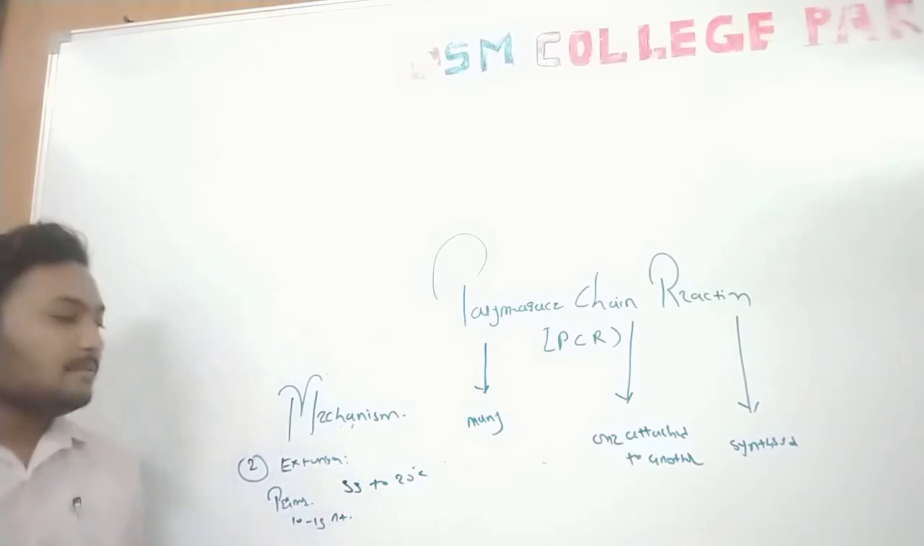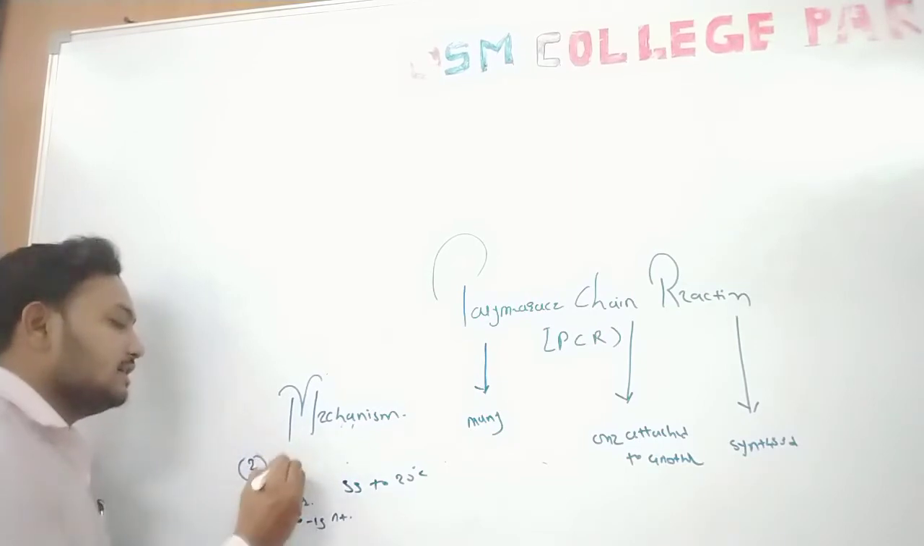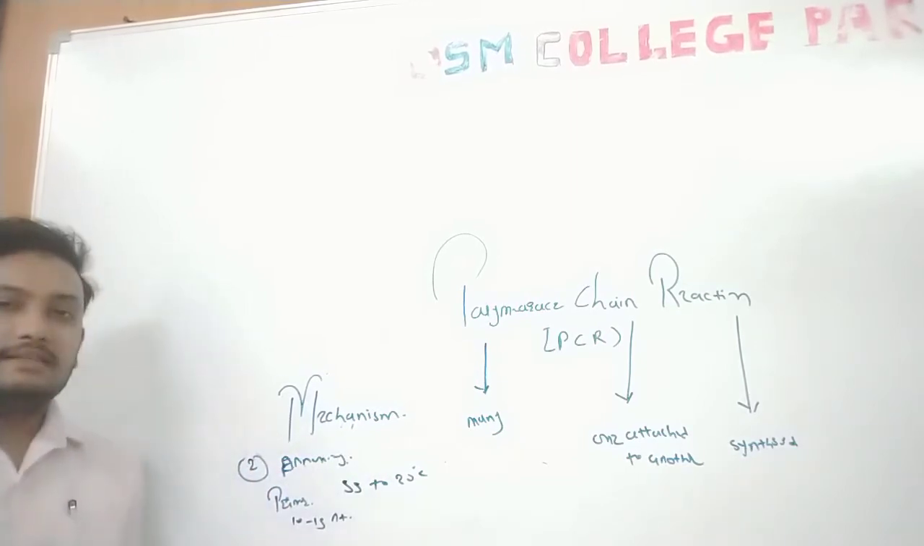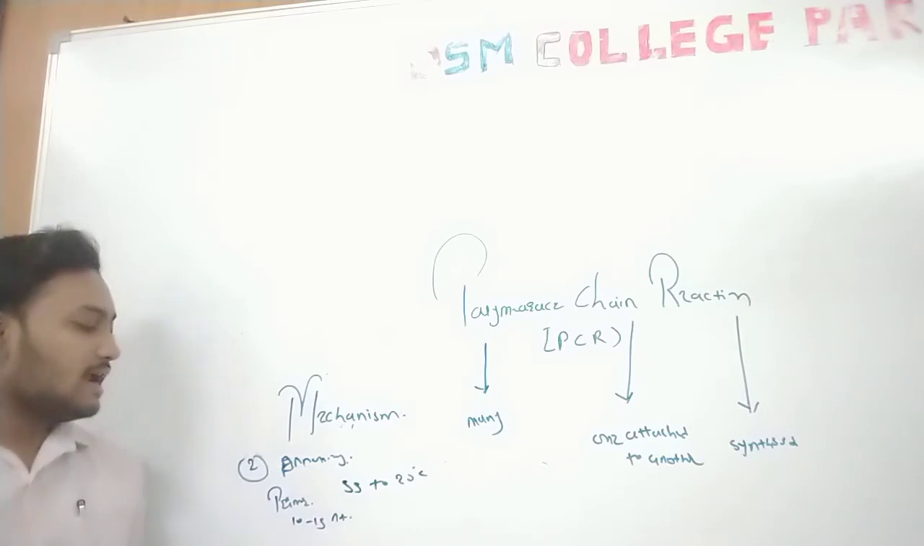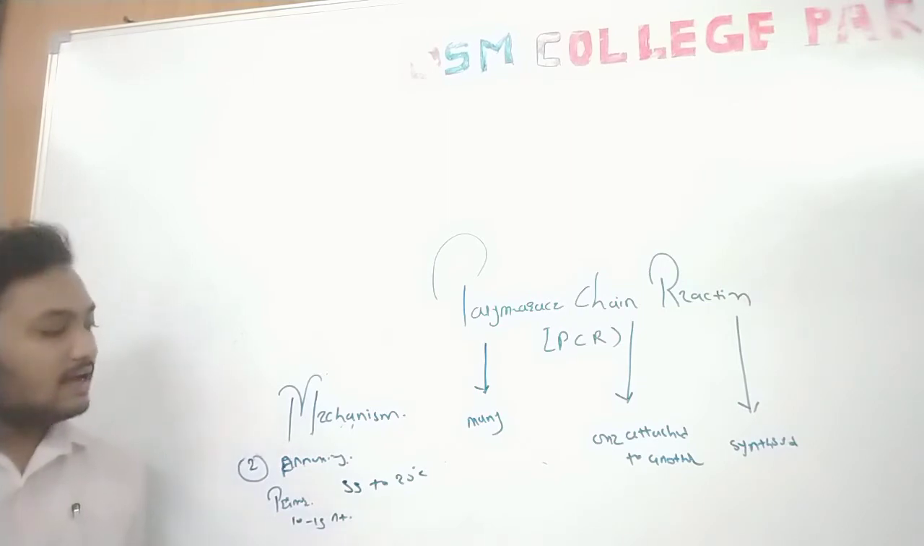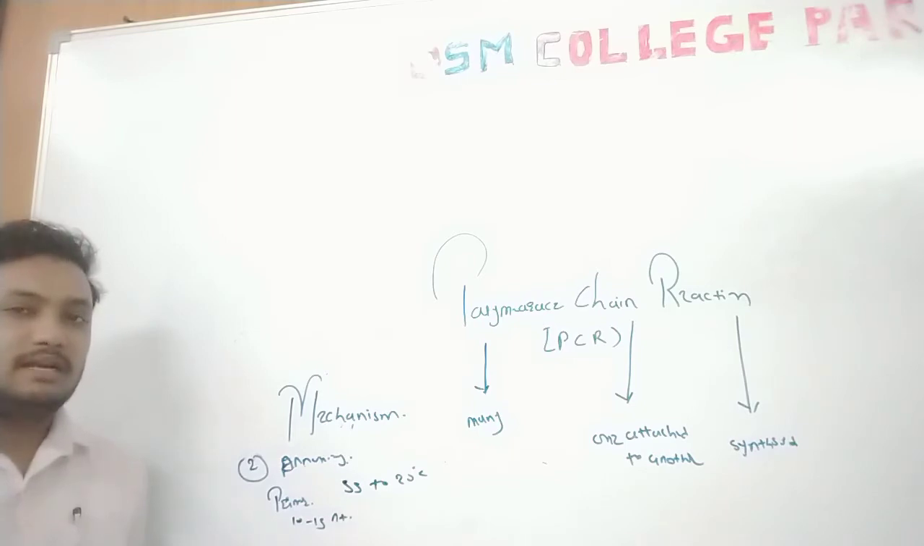For primer annealing, sorry. So here is a type of annealing. The next mechanism is annealing, not extension. In annealing, we are adding the primer, which is 10 to 50 nucleotides, complementary to the DNA. Then we require a temperature of 55 to 60 degrees Celsius for the interaction of the primer with the template DNA.